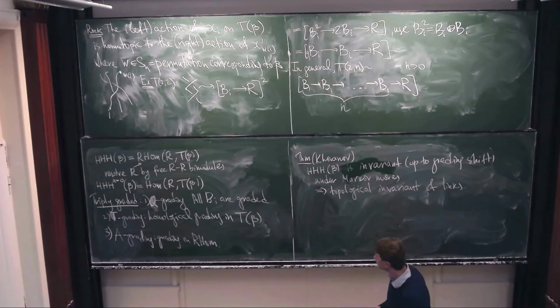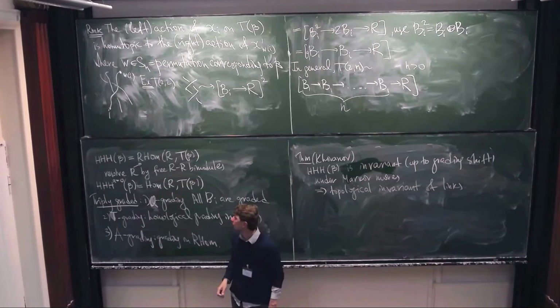T beta is not invariant under conjugacy. That's easier to see. The other Markov move is more interesting, but also not so atomic.